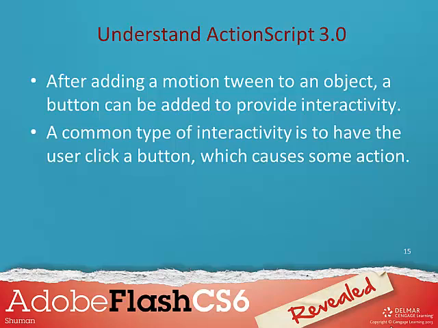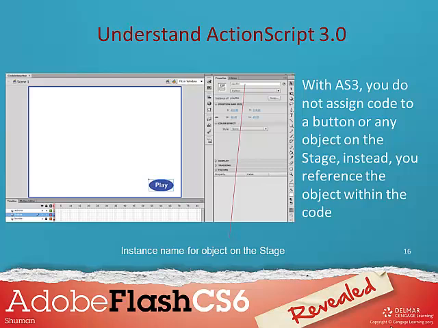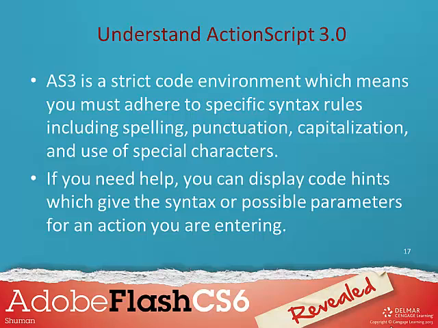After adding a motion tween to an object, a button can be added to provide interactivity. A common type of interactivity is to have the user click a button which causes some action. With AS3, you do not assign code to a button or any object on the stage. Instead, you reference the object within the code. AS3 is a strict code environment.